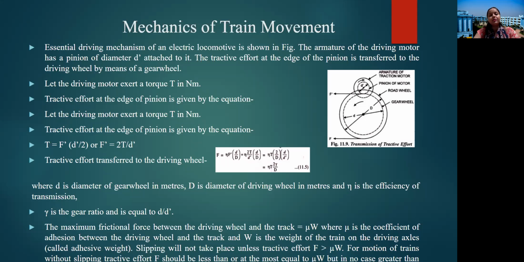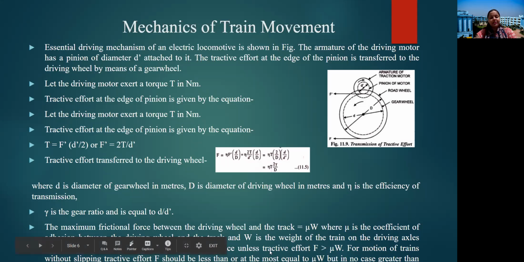Now what is coefficient of adhesion? This coefficient of adhesion will determine whether the traction motor or the locomotive will slip from the track or not. How? Because it will determine the total adhesive weight. It will determine the total effort, the total force that can be exerted by the locomotive and that can be taken by the track. So this coefficient of adhesion should be very much higher for any locomotive from an efficiency point of view.